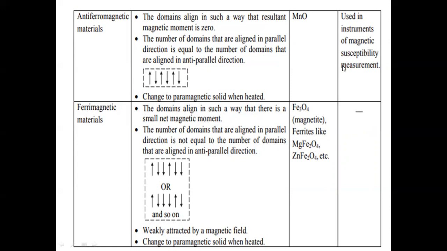Ferrimagnetic material. Here the domains are aligned in such a way that there is a small net magnetic moment, which means they are weakly attracted by an external magnetic field, because an unequal number of unpaired electrons are oriented in opposite directions, so the net magnetic moment is not equal to 0. The examples are Fe3O4 (magnetite), then ferrites like MgFe2O4, ZnFe2O4, etc.